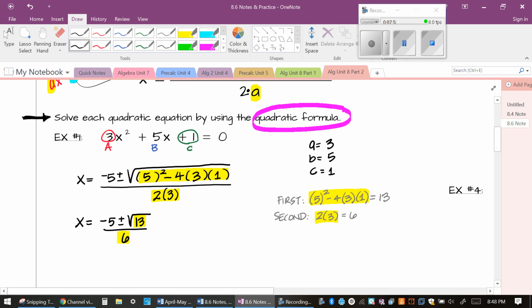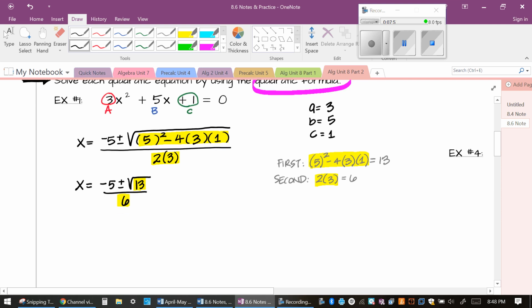Now there are two answers here, so you're going to have to be really careful how you put this in your calculator and how you keep going with the problem. Do you see the plus or minus? Plus or minus is very important because that shows you that there are two answers. So there's a negative 5 plus square root of 13 over 6 and negative 5 minus square root of 13 over 6.